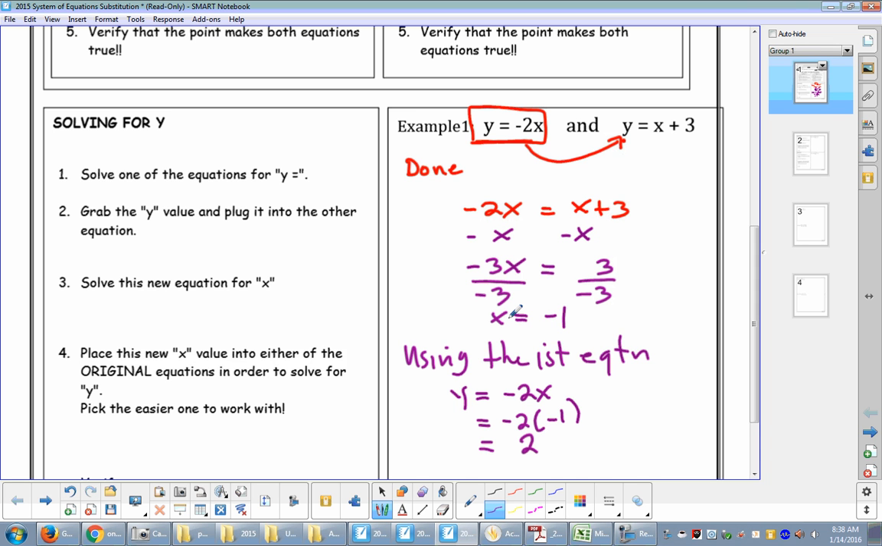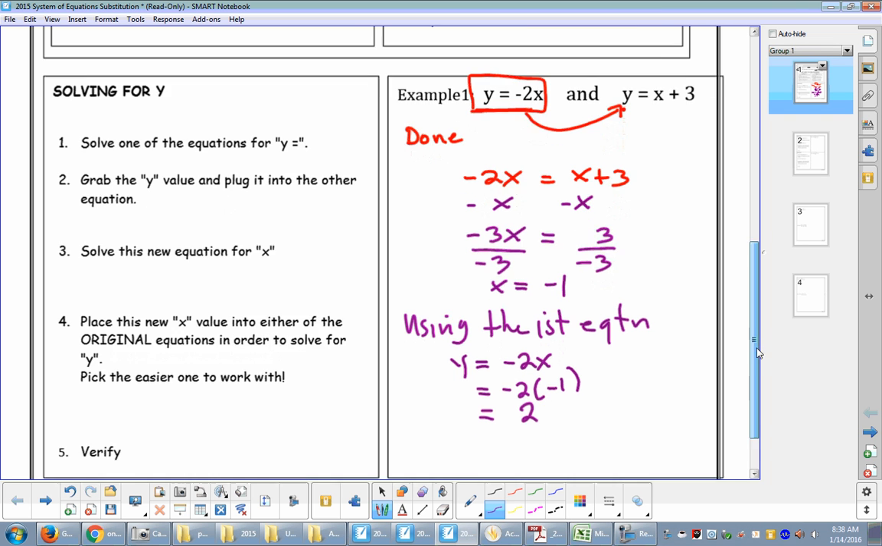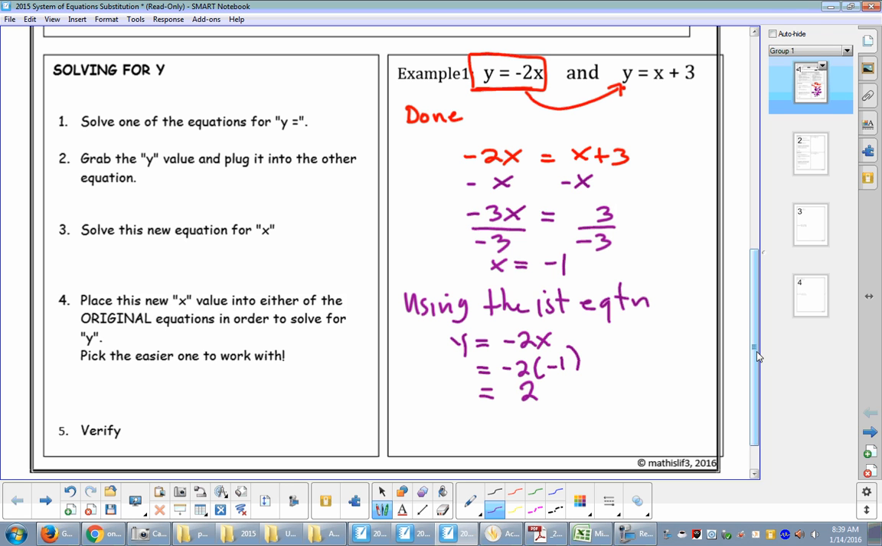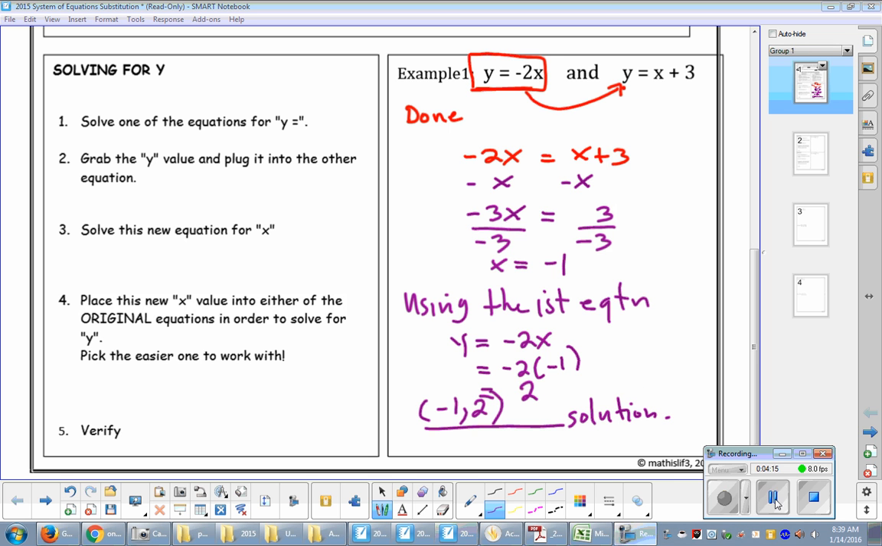So I have the x value and I have the y value. In this case, my x is equal to negative 1, and my y is equal to 2. So this will be our solution. If you remember, this system of equations is the same system that we used yesterday. But instead of using substitution, we used graphing, and we got the same result, negative 1 comma 2.